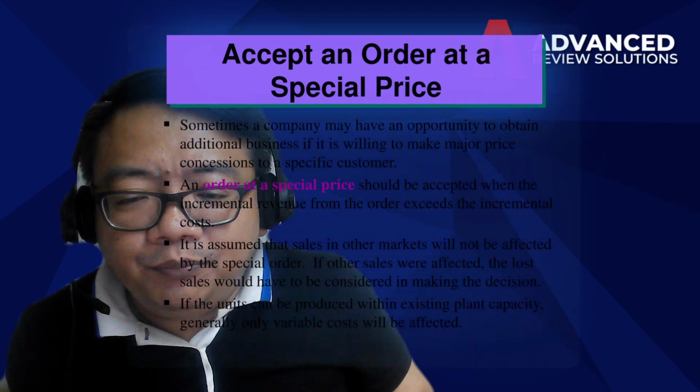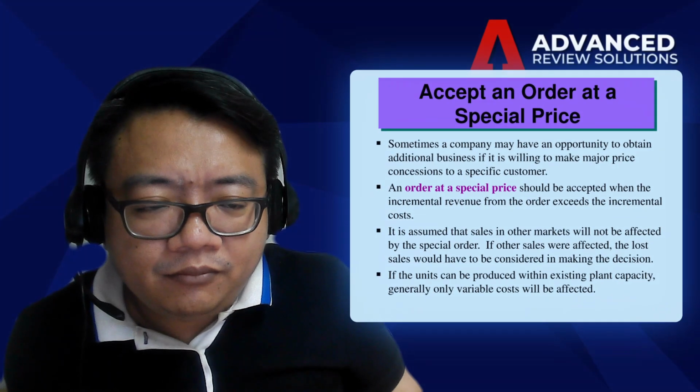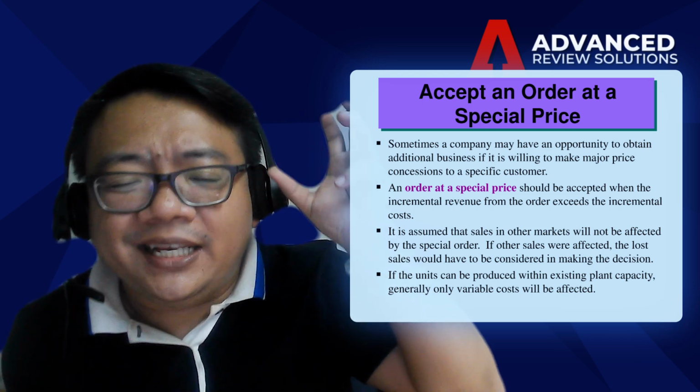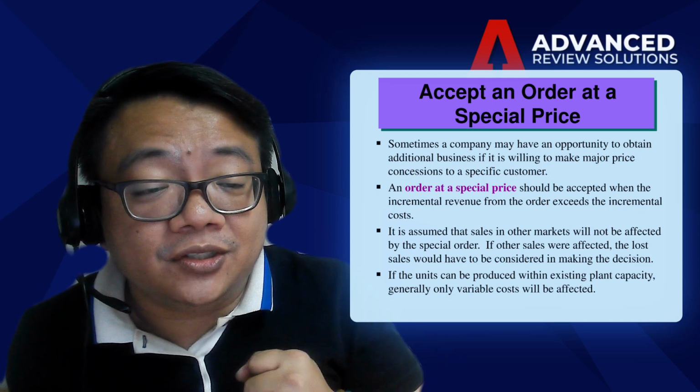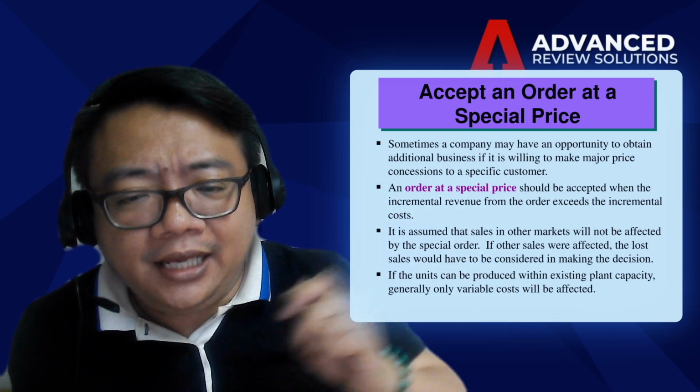Very important here, class, that in terms of accepting an order at a special price, sometimes the company may have an opportunity to obtain additional business if it is willing to make major price concessions at a special price. Ito na class yung pinaka-goal dito: it should be accepted when the incremental revenue will exceed the incremental cost. Common sense. Okay? If malaki ang incremental revenue mo sa incremental cost mo, ay accept mo yan.